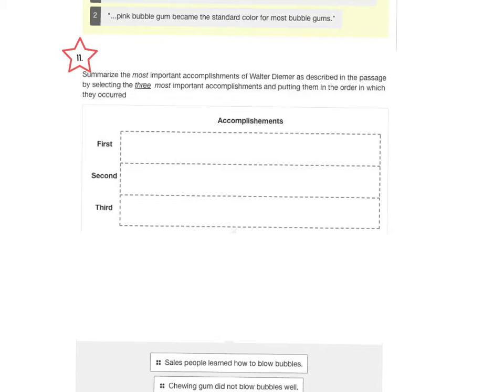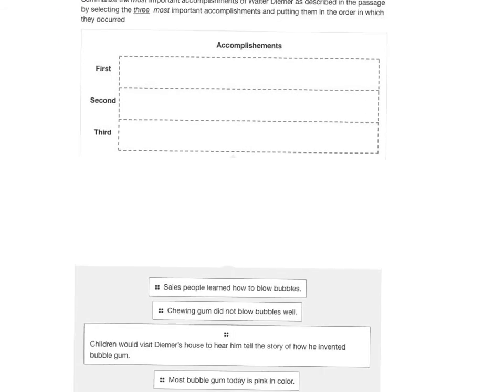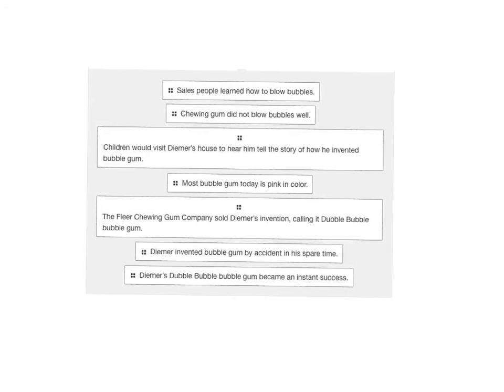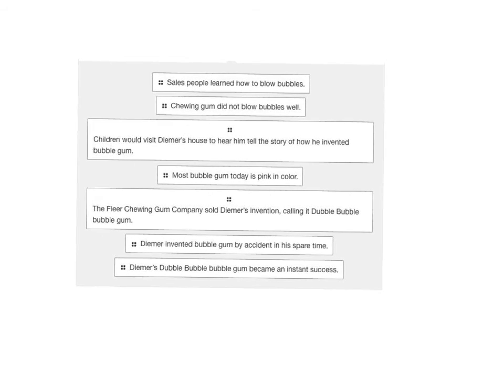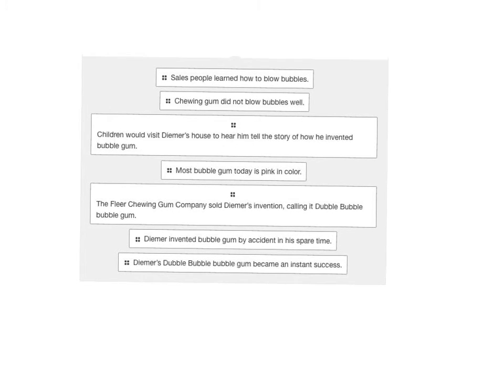Now let's look at number 11. Summarize the most important accomplishments of Walter Deemer as described in the passage by selecting the 3 most important accomplishments and putting them in the order in which they occurred. Then I have a graphic organizer, first, second, third. Notice it's asking me to summarize the 3 most important accomplishments. I'm noticing I had more than 3 to choose from, so I had to eliminate the ones that were not as important and choose only the 3 most important. Then I had to put them in order of what happened first, secondly, and thirdly.